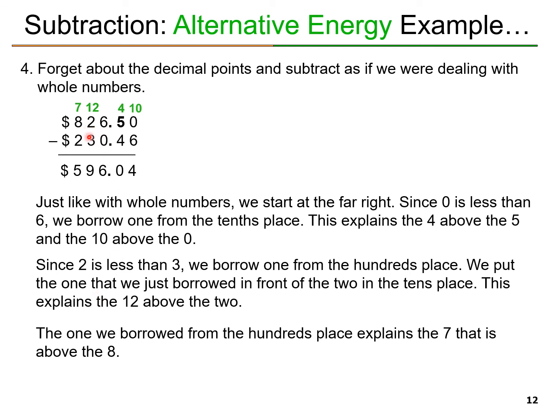Now, what about in the tens place? 2 is less than 3. So we have to borrow 1 from the hundreds place. The one that we borrow from the hundreds place, we put in front of this 2 here, and that 2 becomes a 12. 12 minus 3 is 9. Because we borrowed 1 from the hundreds place, the 8 became a 7. 7 minus 2 is 5. And we're finished.